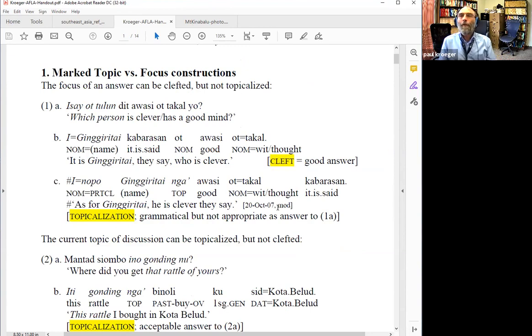All right, a standard way of looking at focus structure is the principle of question-answer congruity. So in a question like 1A, which person around here has a sharp mind? It's perfectly acceptable and quite natural to put the focus of the answer in the clefted construction, like in 1B. It's gingiretai, they say, who's clever. It's not acceptable to put the answer to that question in a topic position, as in 1C. That's a perfectly fine sentence, but not in this context. It's not an acceptable answer.